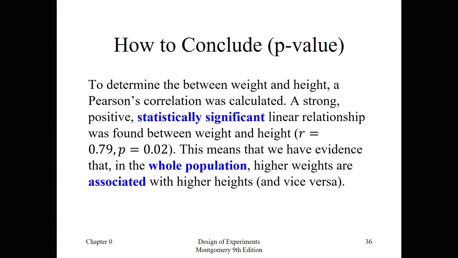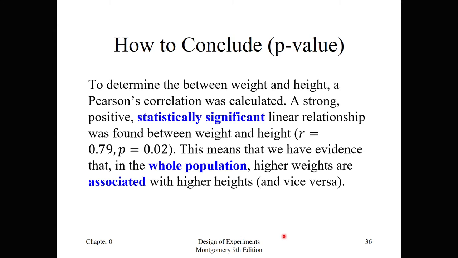I don't know if higher weights are associated with higher heights or higher heights are associated with higher weights. Also note that I'm using the word associated here. I'm not using causal. It's not higher weights cause higher heights. Wouldn't that be funny? Or higher heights cause higher weights. I'm just indicating that they're associated with one another because this is observational and I don't have enough information to determine causation. So again, think about this explanation.